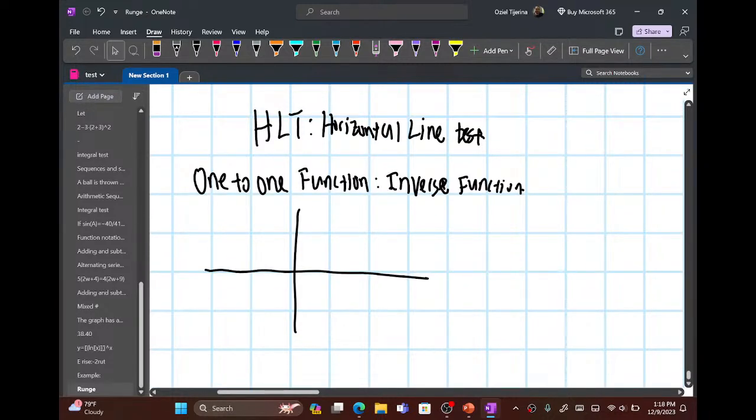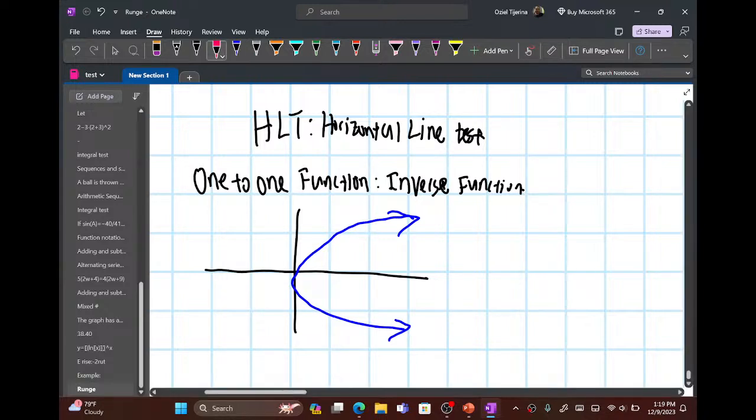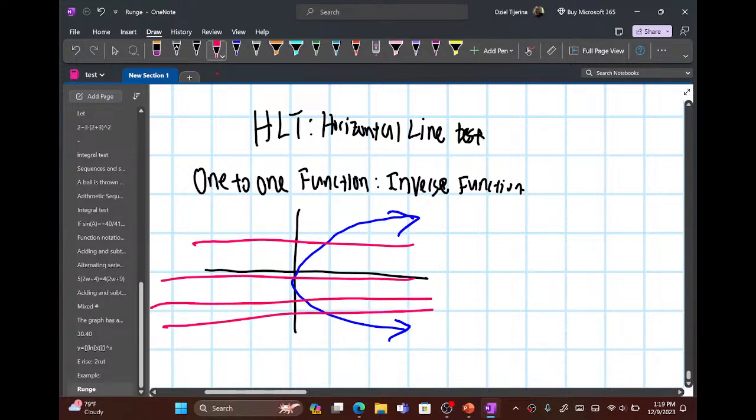So like, the horizontal line test just means that it can only cross it once. So for example, I am gonna go ahead and just draw some random curve. If I do, for example, something like this, and I draw horizontal lines all over, this is an inverse function.